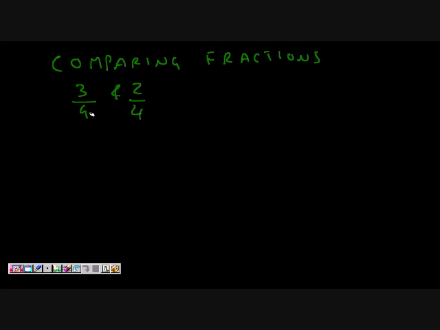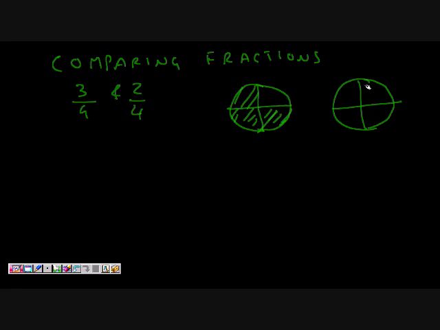You can easily tell that if you are given a pizza like this, and you divide it into four parts, you have one fraction which is 3 by 4, which is 3 parts out of 4, and the other fraction is 2 by 4, which is 2 parts out of the 4. So you can say easily that 3 by 4 is greater than 2 by 4.